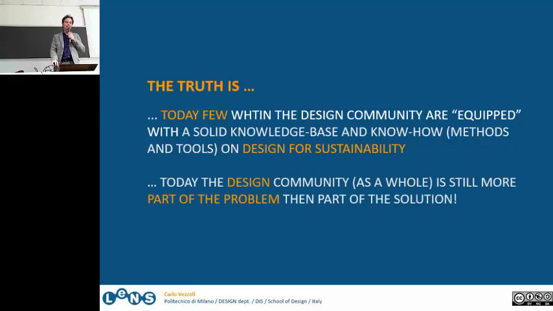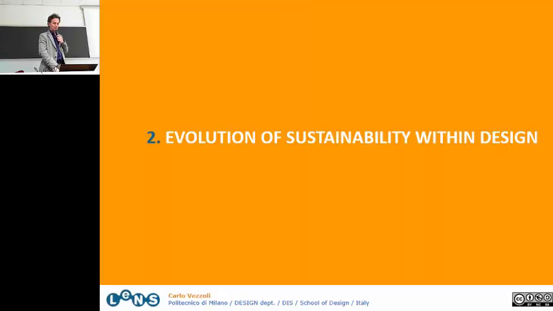And so the point is that still today the design community is more part of the problem than part of the solution, unluckily. The situation is getting better, but it's still more part of the problem than part of the solution of environmental sustainability. So, said this, I want to tell you something about the evolution of sustainability within design. So that's why I said potential. Because potentially we have lots of things that we can do, but if we don't have the knowledge and the know-how of doing it, we will not do it. And it's really a pity.